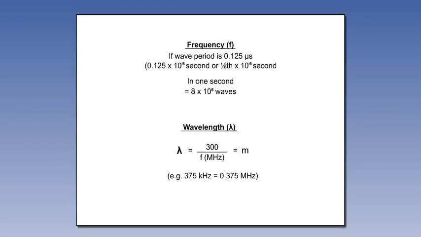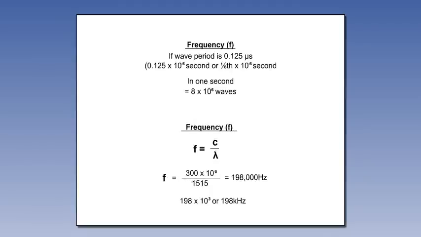The formula for wavelength is simplified to 300 divided by frequency in megahertz, giving an answer in meters. You may need to convert the data given from kilohertz or gigahertz into megahertz.